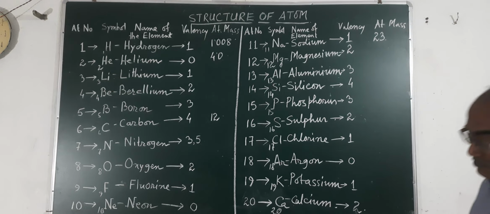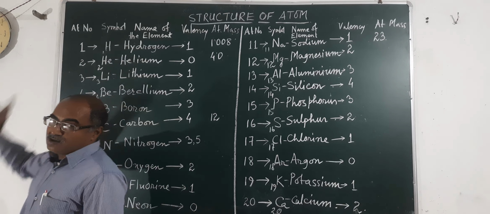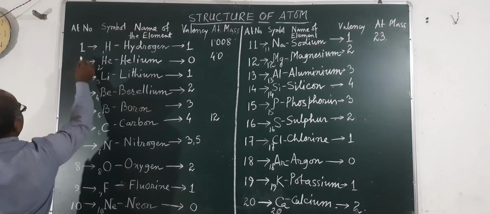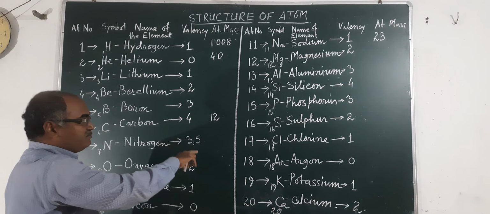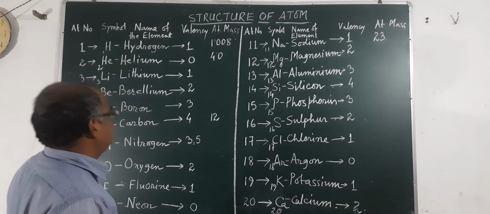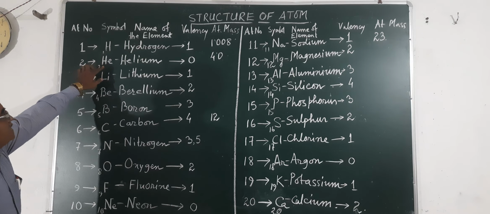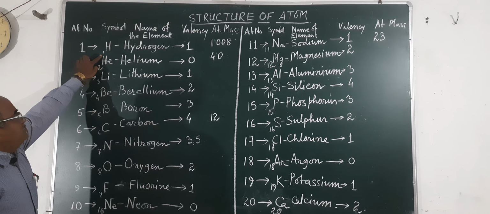So let us start. First 20 elements. These are the atomic numbers according to the elements. This is atomic number 1, 2, 3, 4, 5, 6, 7, 8, 9, 10, 11, 12, 13, 14, 15, 16, 17, 18, 19, 20. So number 1 is hydrogen, then helium, lithium. This is the atomic number.